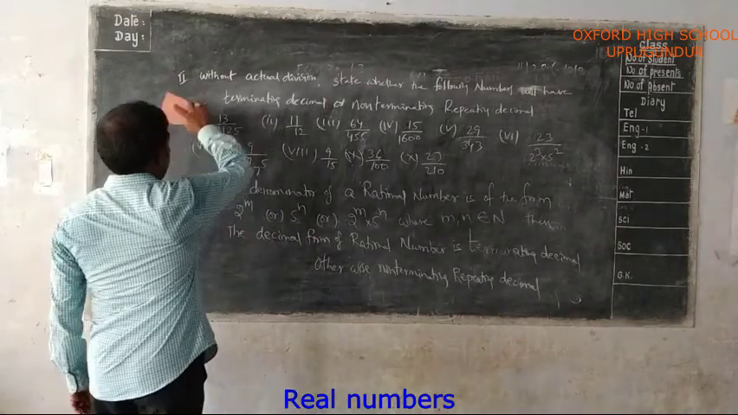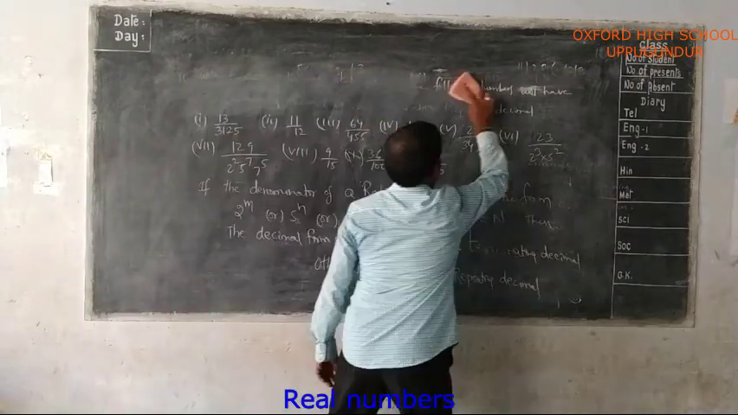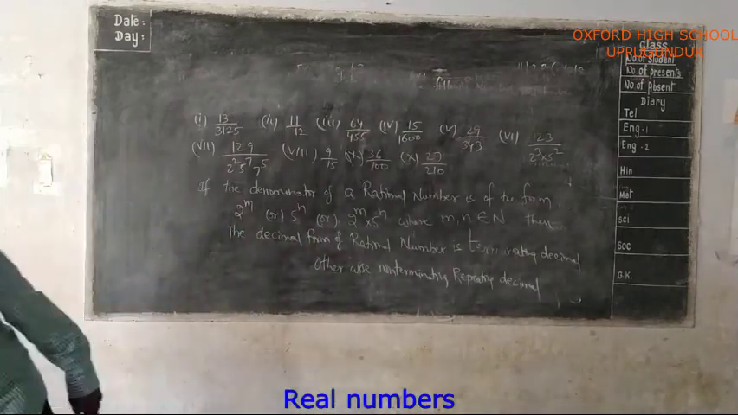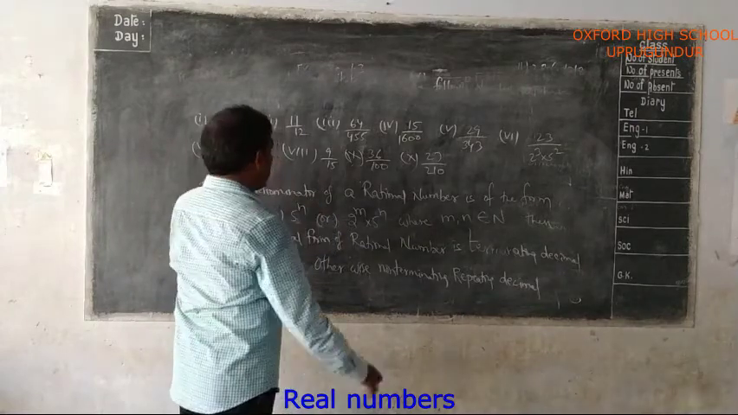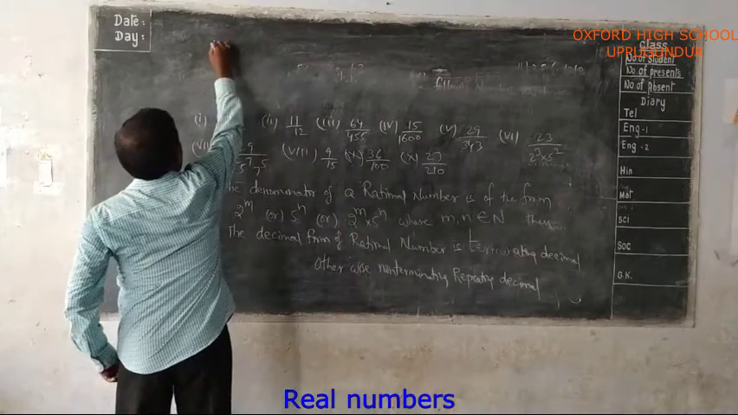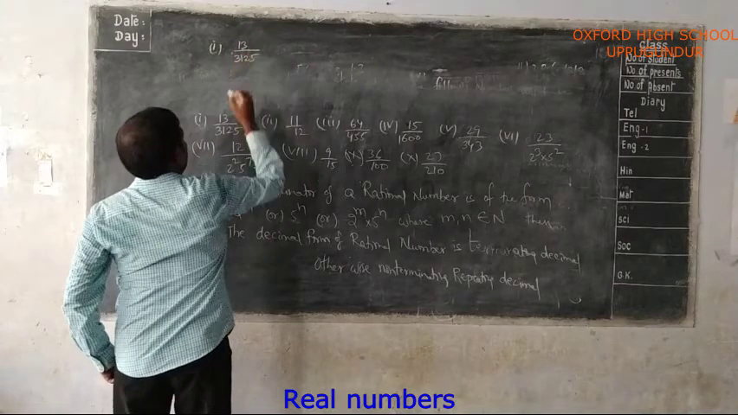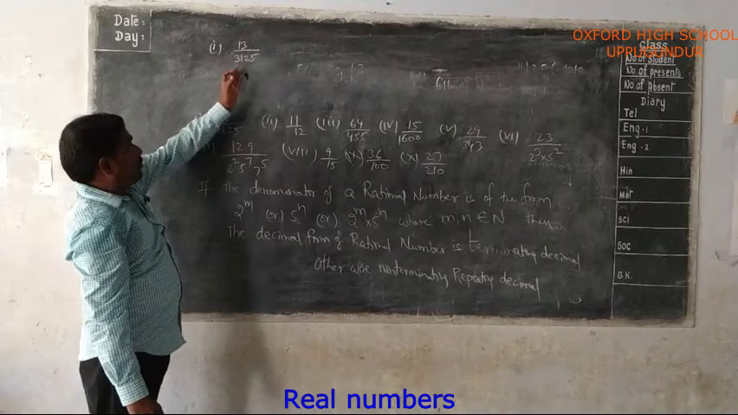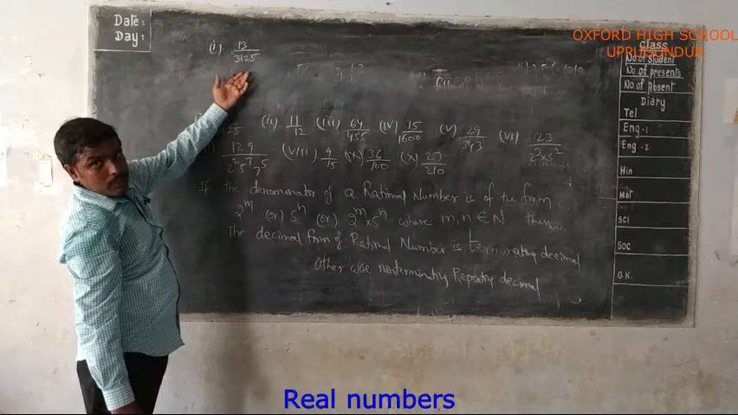See the first one, 13 by 3125. Among these 10 problems, I tell you 5 problems, and the remaining 5 problems you have to do. See the first one, 13 by 3125. So you have to check the denominator. If you check the denominator, then you can say whether it is a terminating decimal or not.